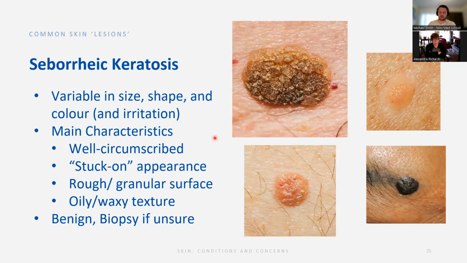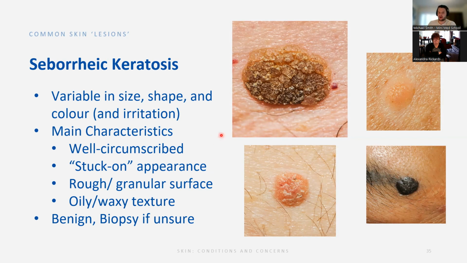But how dermatologists and all physicians can characterize these so they know what they are is look for a few common characteristics. And so seborrheic keratoses in general are all well circumscribed. So that is defined as you're able to draw a smooth line around a lesion. They have a stuck on appearance, so they look like they've been put on the skin. They have a rough or granular texture. If you rubbed your finger over it, it would be a little bit rough, but also they feel a bit oily and waxy. So you can feel the bumps and the ridges, but your finger might slide across because of the oil being produced.